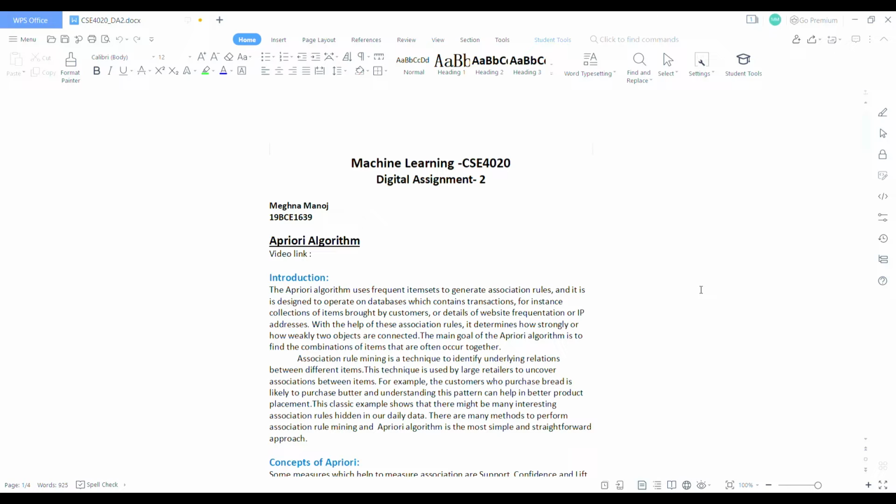This technique is actually used by large retailers in order to understand the associations between items. For example, customers who purchase bread are also highly likely to purchase items like butter or jam along with it. And understanding this pattern can help the retailers in better product placement.